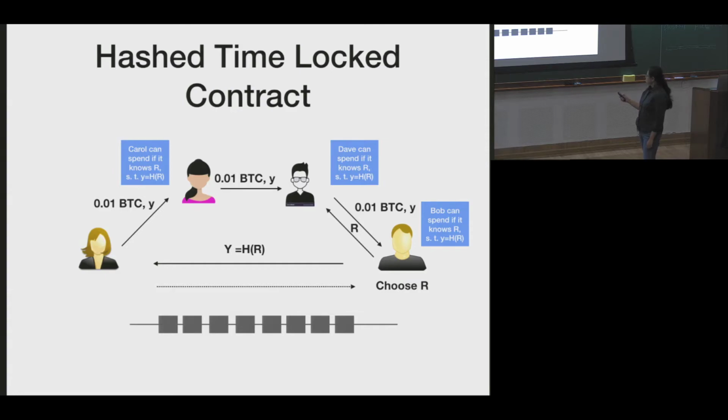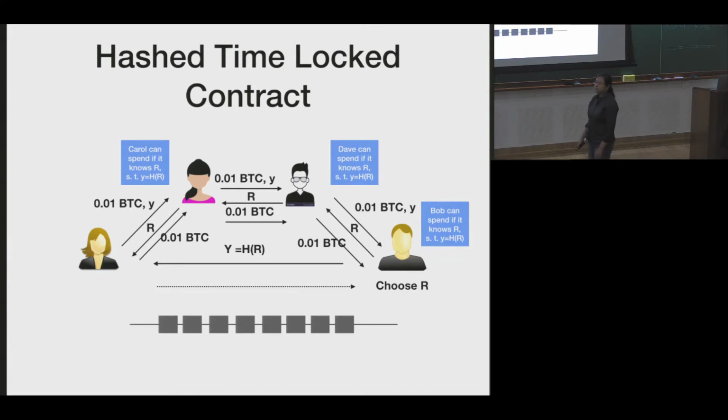And then it will give back 0.1 BTC to Bob. Similarly, now that Dave has this value R, he can claim this 1 BTC from Carol, and so on with Alice. So ultimately Alice has essentially sent this money to Bob and it looks all fine. But is it really fine?